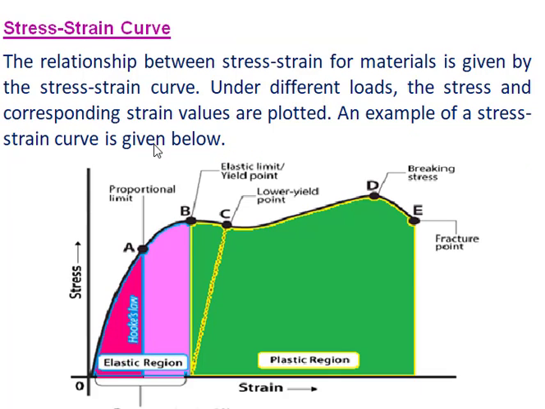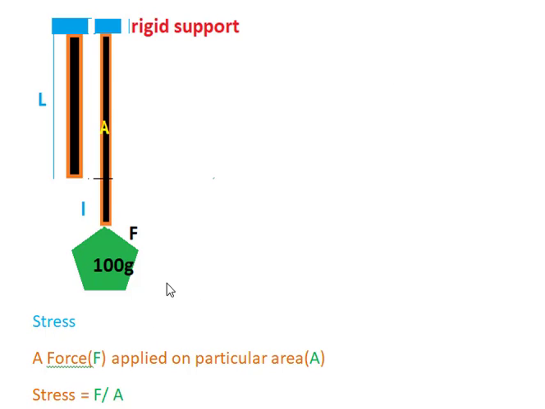The relationship between the stress and strain for different materials is given by the stress-strain curve. We know that stress is a force applied on a particular area. A force is applied here, so its original length is capital L. The change in length is l. The stress applied is equal to force divided by area.